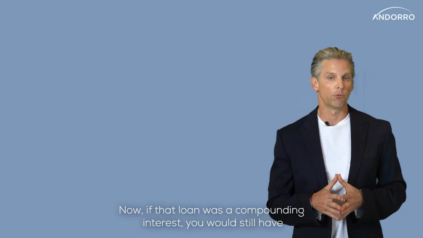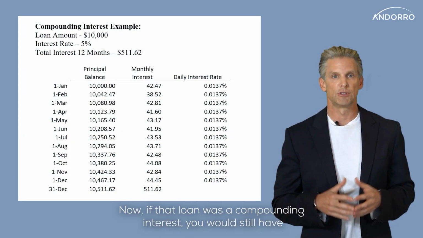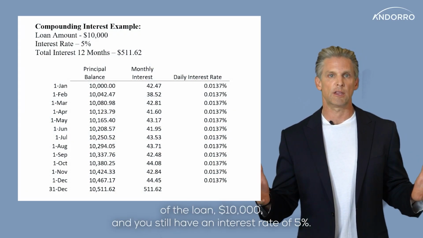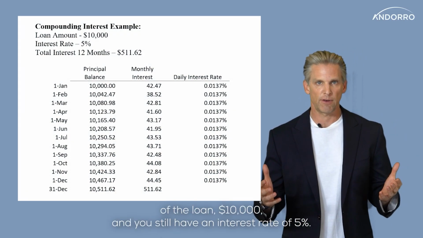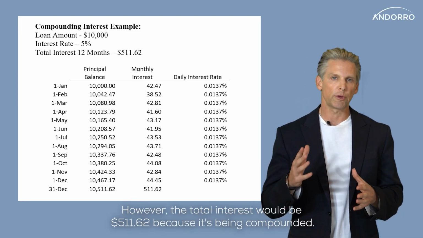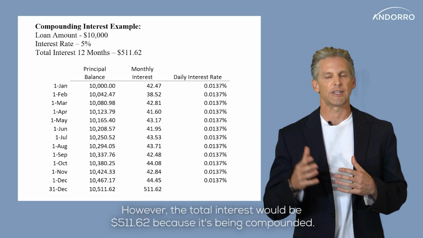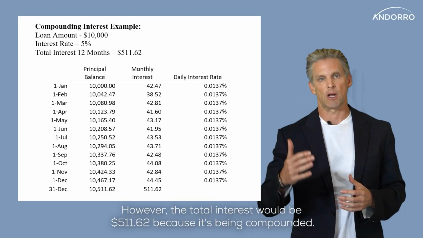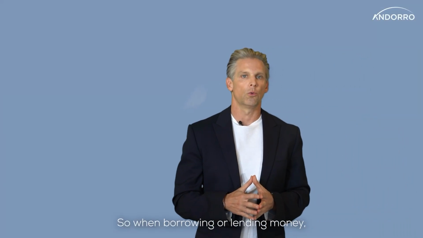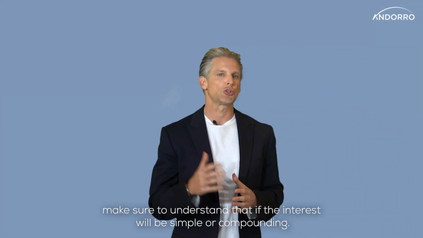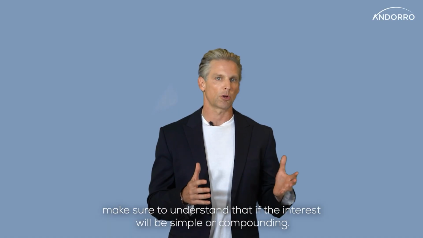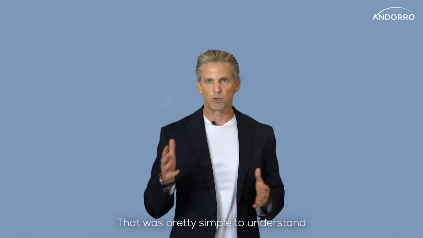Now, if that loan was a compounding interest, you would still have the same amount of the loan, $10,000. You'd still have an interest rate of 5%. However, the total interest would be $511.62 because it's being compounded. So, when borrowing or lending money, make sure to understand if the interest will be simple or compounding. That was pretty simple to understand.